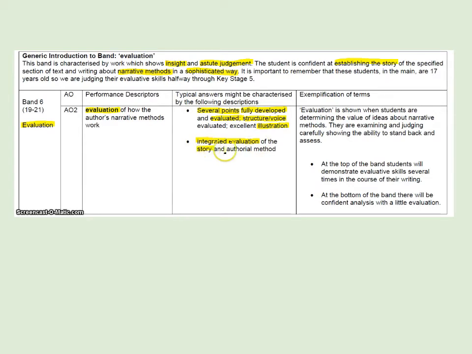Look at the use of the word integrated. The story and the authorial method should be integrated. You write about both together. Evaluation, according to the AQA mark scheme, is to determine the value of ideas. So you make some examination and judgments by standing back and assessing what Browning or Fitzgerald have done. In order to get 19 to 21 marks, we need to be showing this skill several times in the course of your writing.